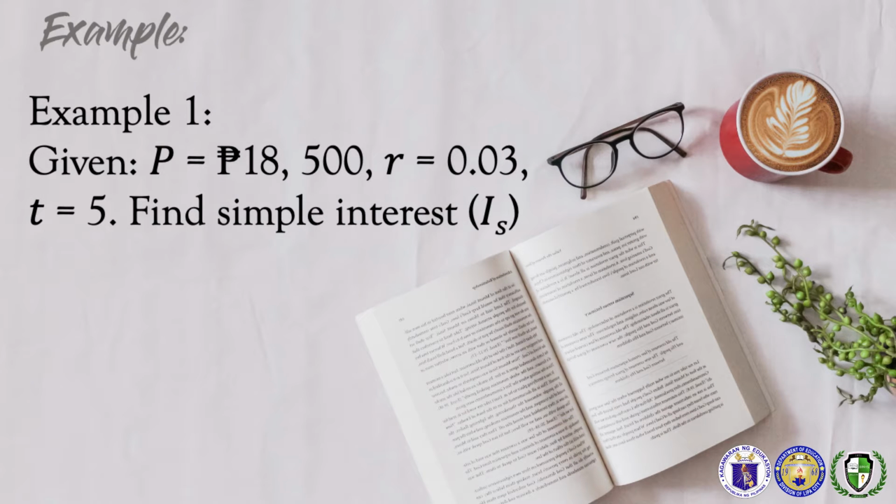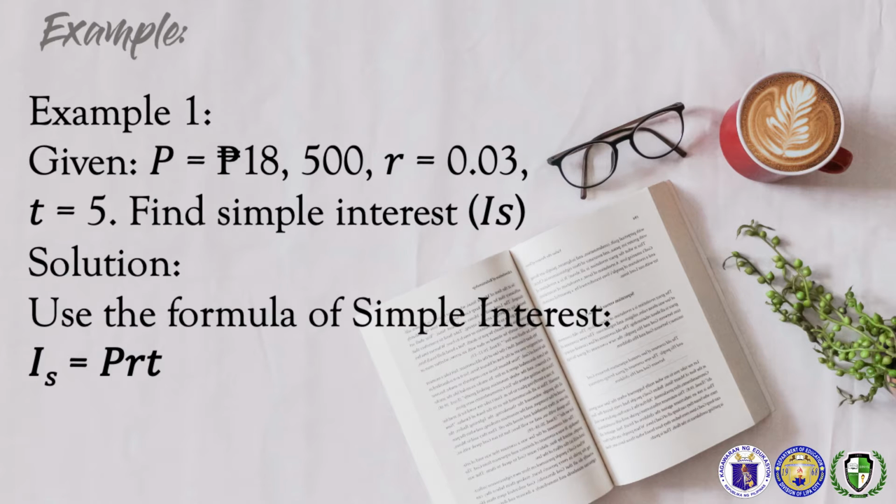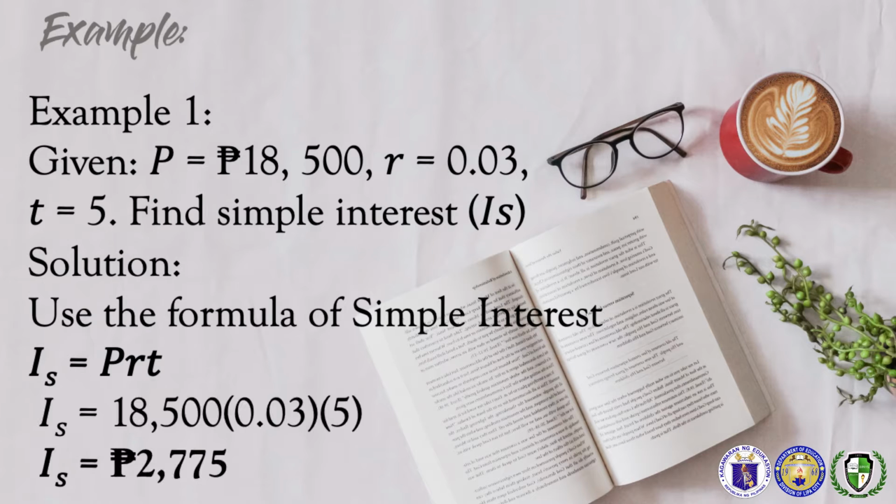Example number 1. Given that P is equal to 18,500 pesos, R is equal to 0.03, and T is equal to 5, find the simple interest. Using the formula of simple interest, which is I sub s is equal to P times R times T, we will obtain 18,500 times 0.03 times 5. And the answer would be 2,775 pesos.